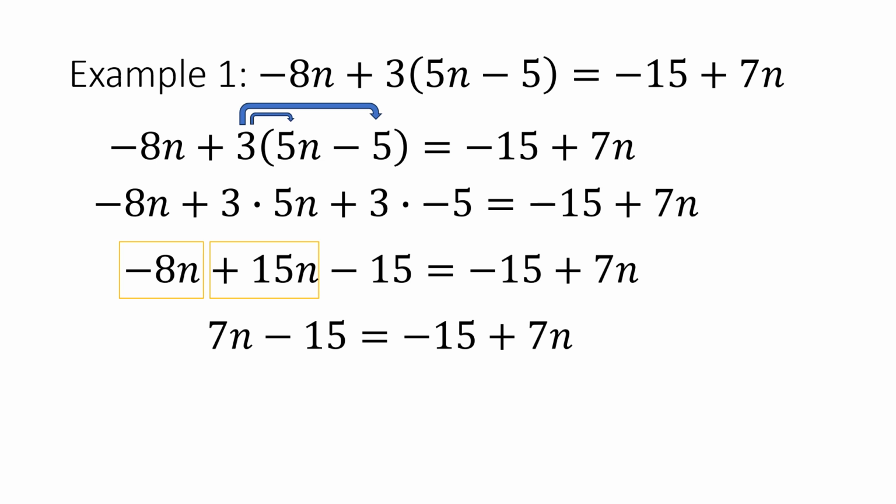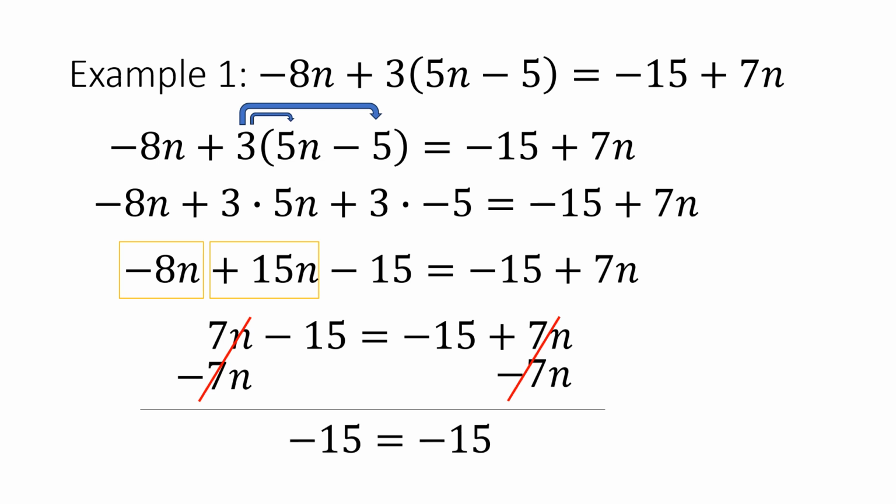The next step of this equation, you have different things that you can do here. I like to start with moving the variable, and I'm going to move the variable on the left, which is a positive 7n. In order to move it, I'm going to subtract 7n on both sides, and it ends up canceling both of the 7n's. And then I'm going to be left with negative 15 equals negative 15.